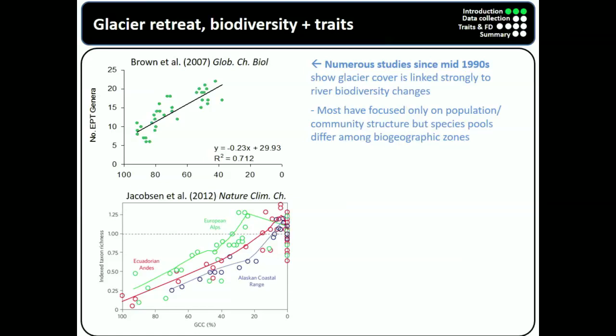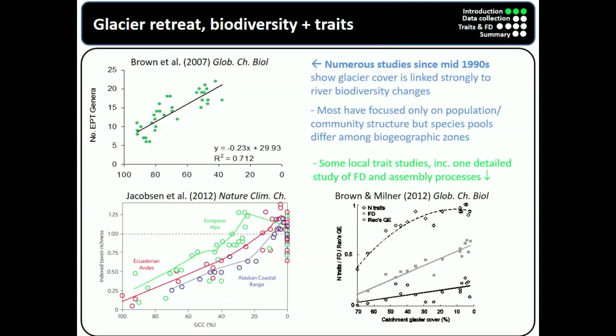So most of these studies, we've got data sets from lots of different locations around the world, but so far we've only really been looking at population or community structural responses in these different locations. In Alaska, where we have studied one stream, well, I say we, my colleagues have studied it from before I was born, and I picked it up in recent times, much like the last talk, actually.